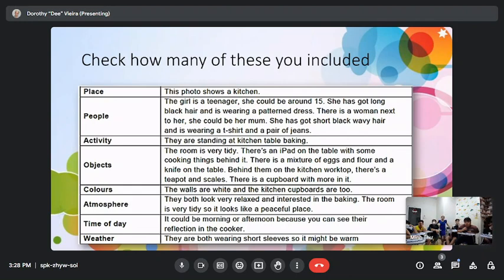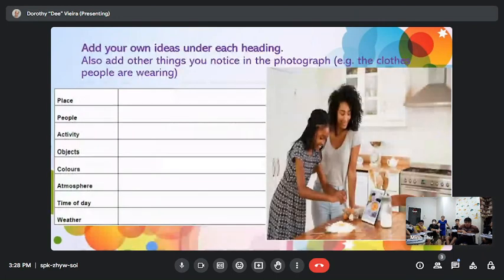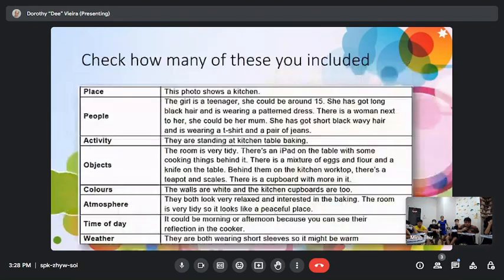So if we go back one slide, there you go. So there's the iPad with some cooking objects behind it, some cooking things. So the person doesn't know the names of these things, but can describe that they are objects that we use for cooking or for baking. There's a mixture. See on the table, it's got flour and eggs. They are mixing it. There is a mixture of flour and eggs on the table. And a knife on the table.